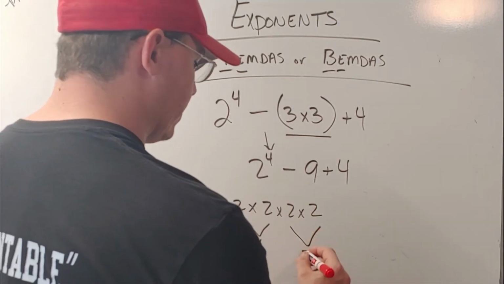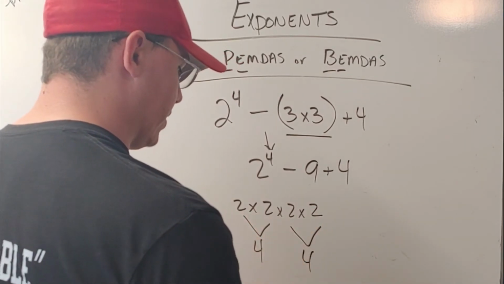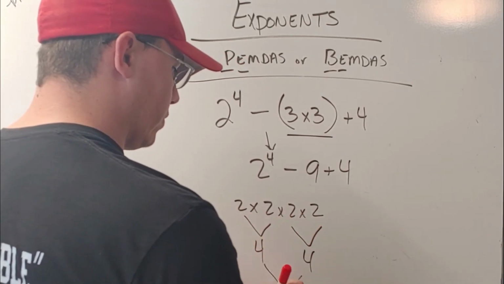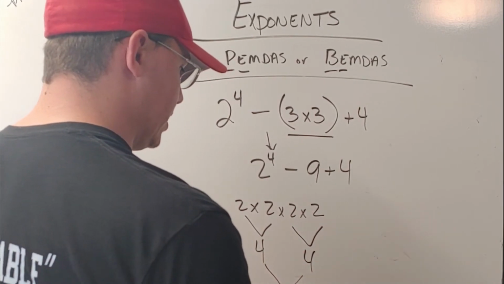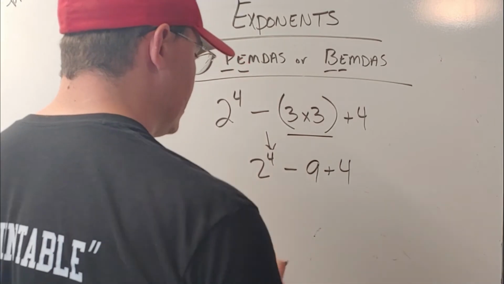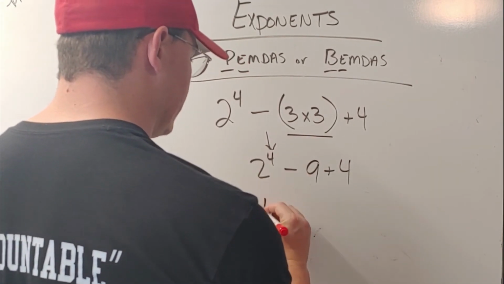As I said, this is the way I like to do mine. It doesn't matter if you keep going that way. So 2 times 2 is 4. 2 times 2 is 4. 4 times 4, 16.